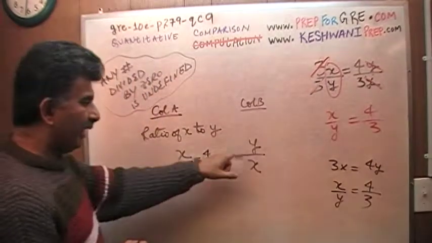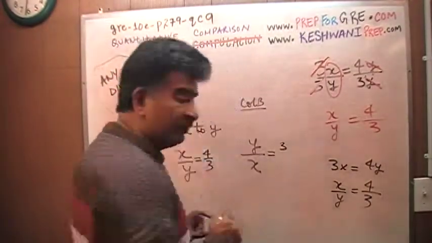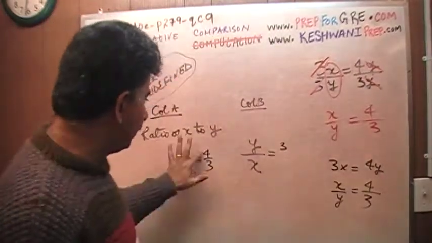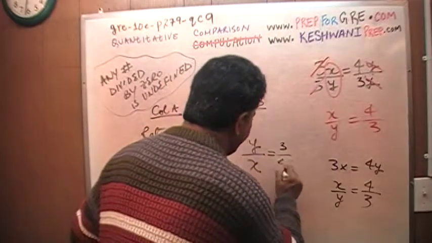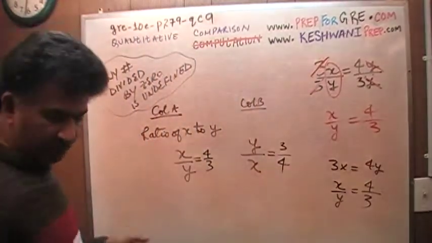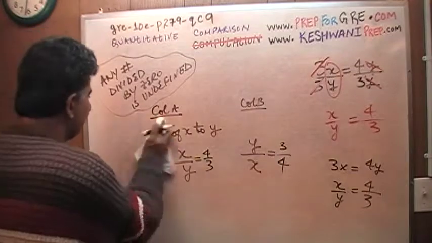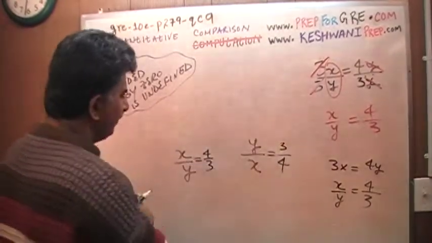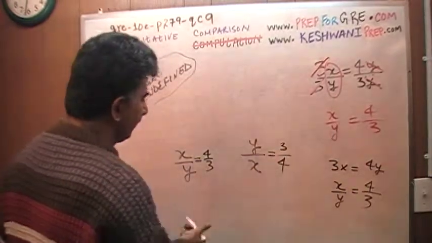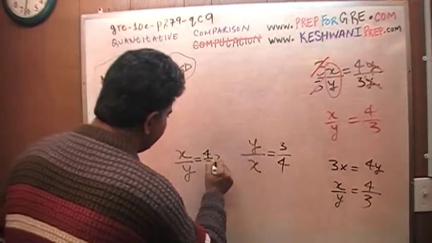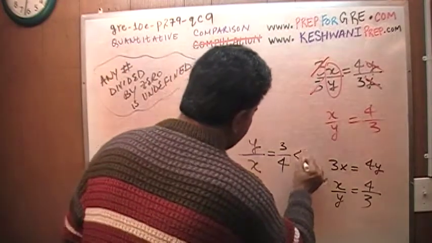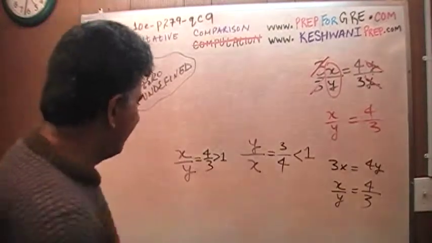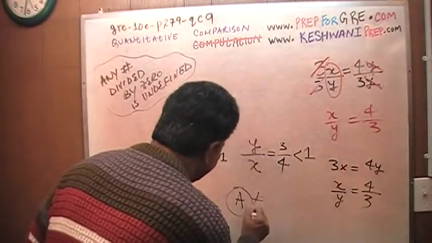So now that we know that x over y is 4 over 3, y over x has to be the reciprocal of it, the flip of it. If this is 4 over 3, then that has to be 3 over 4. That's how simple it is. They basically want you to compare these two quantities. Can you tell me which quantity is bigger, 4 over 3 or 3 over 4? Of course 4 over 3, because 4 over 3 is more than 1, and 3 over 4 is less than 1. Since this is more than 1 and that's less than 1, the answer is A. That's all it is.